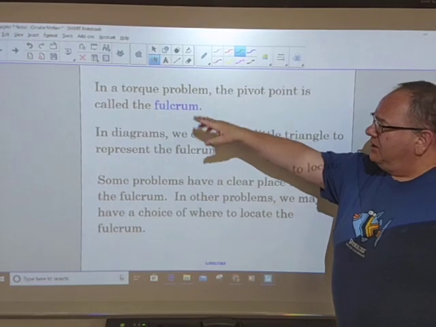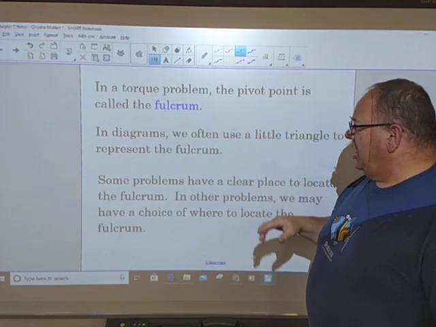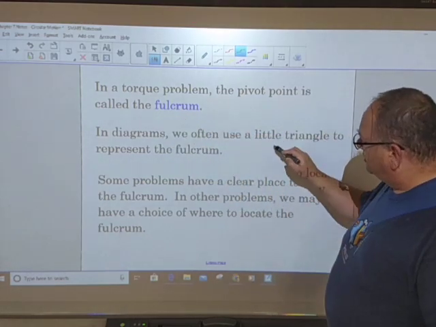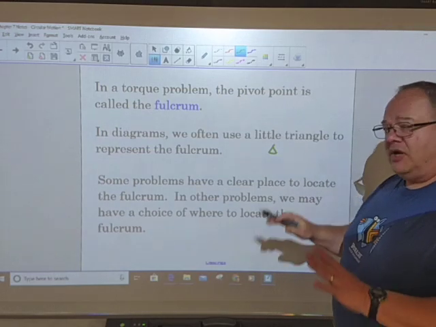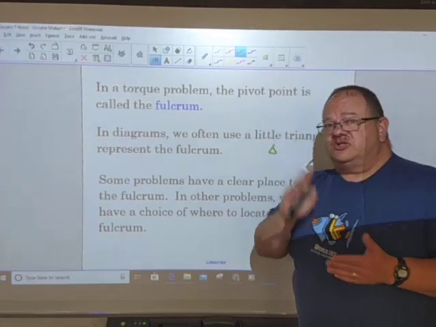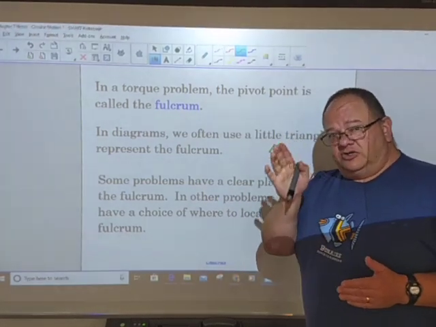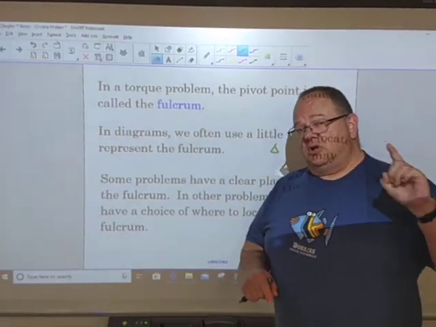So that center point, that pivot point, has a name. It's called a fulcrum. And in diagrams, we often use a little triangle to represent our fulcrum. Now, some problems, like those last two, have a definite place where you can see, all right, this is where we're going to provide our support. This is where the fulcrum is. In some problems, we're going to have a choice of where to put the fulcrum.